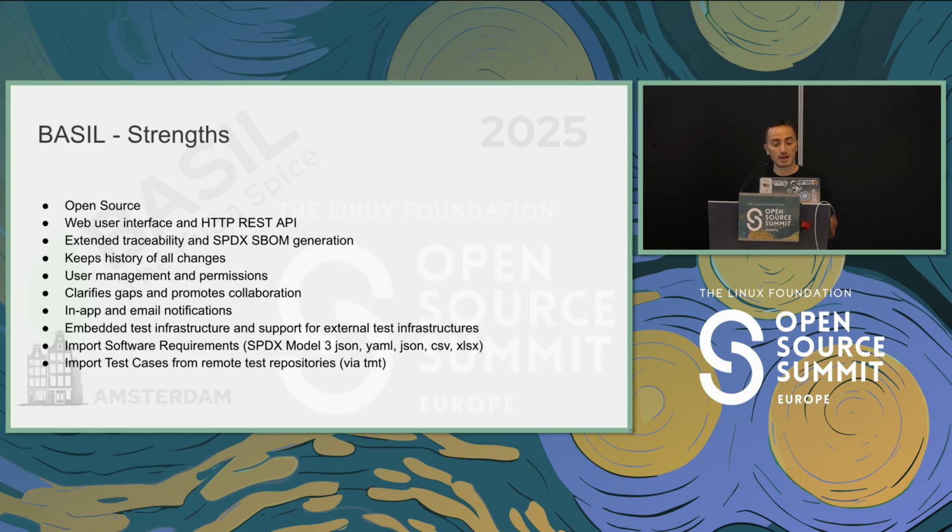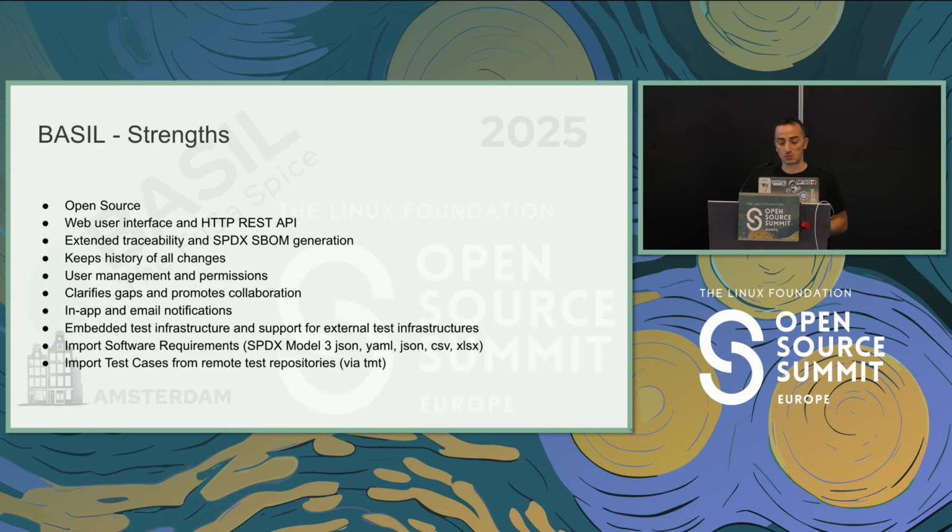The big idea behind this tool is to help the community. So it's trying to clarify gaps, and it comes with in-app and email notification. And as I said before, it also comes with an embedded test infrastructure and support for external test infrastructure. In the last few months, it's also able to import software requirements from external sources, like JSON, YAML, different formats, and it's also able to import test cases from a remote test repository using TMT.